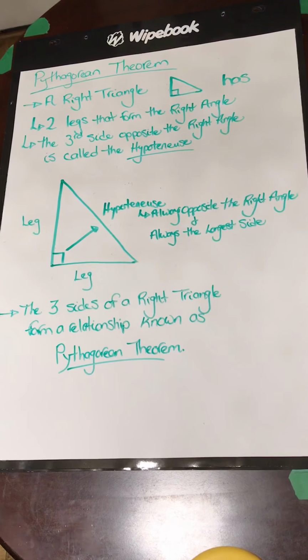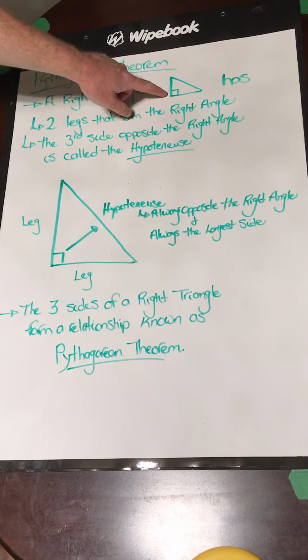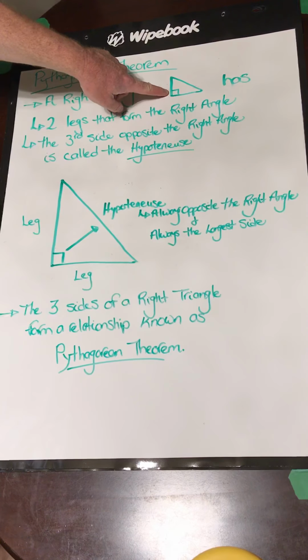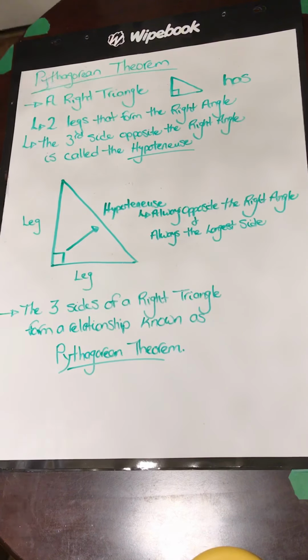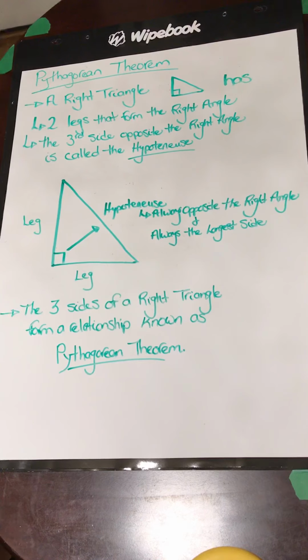So a right triangle, and we know it's a right triangle because it has the right angle symbol in the corner. Okay, so we need to identify that it's a right angle triangle. It has two legs that form the right angle, and the third side opposite the right angle is called the hypotenuse.